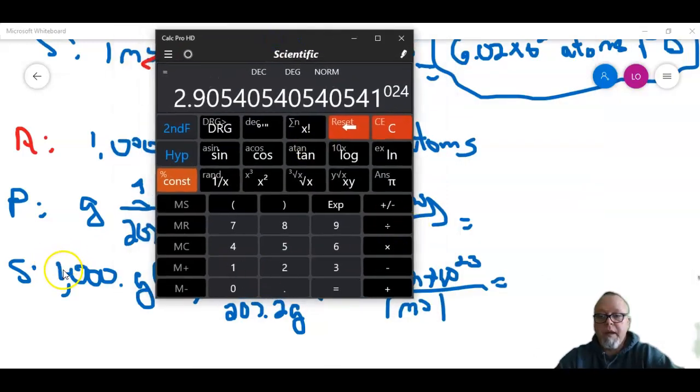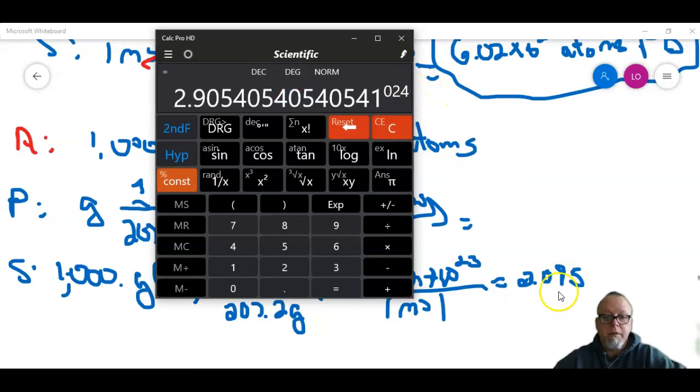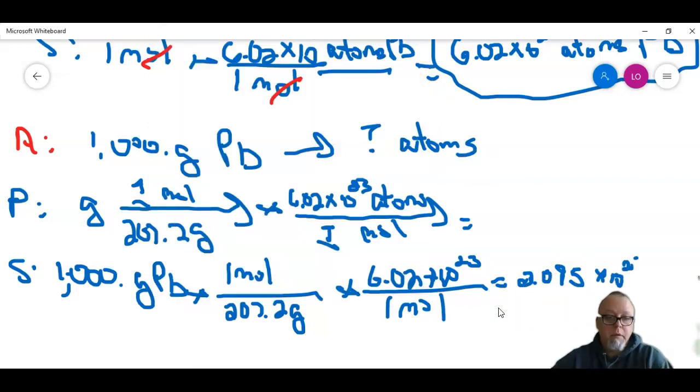Well, how many sig figs do we have? 1, 2, 3, 4. So 1, 2, 3, 4, so it would be what? 2.095, and I forgot what the exponent was, times 10 to the 24th atoms of Pb. And we box that in.